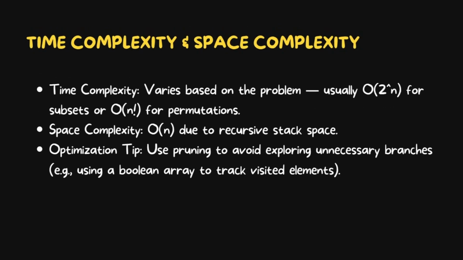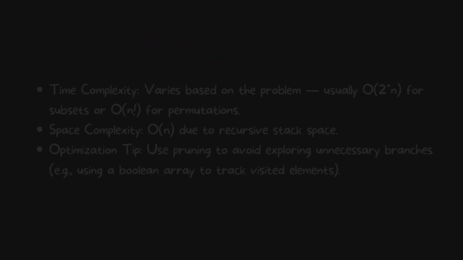Backtracking can be powerful but computationally expensive. So time complexity varies based on the problem, usually order of 2 raised to n for subsets or order of n factorial for permutations. Space complexity is order of n due to recursive stack space. An optimization tip is to use pruning to avoid exploring unnecessary branches, for example, using a Boolean array to track visited elements.